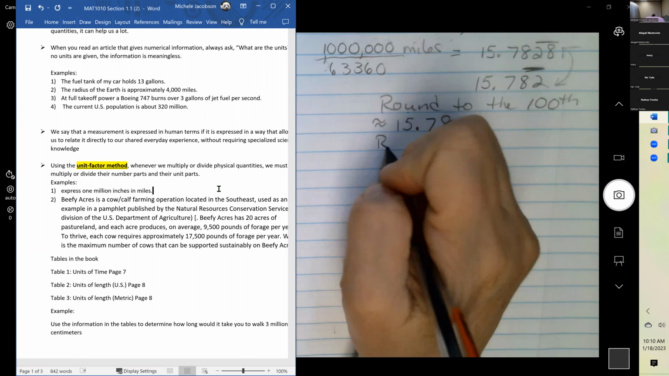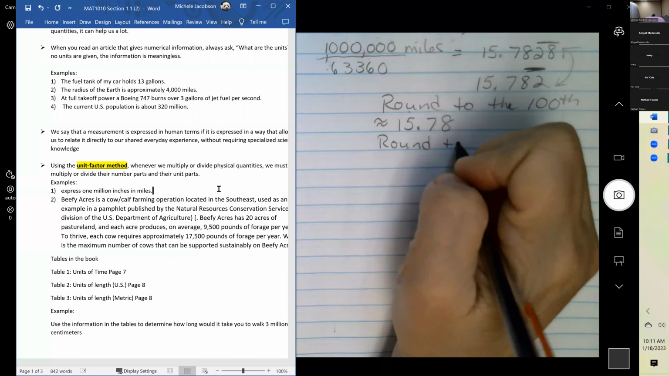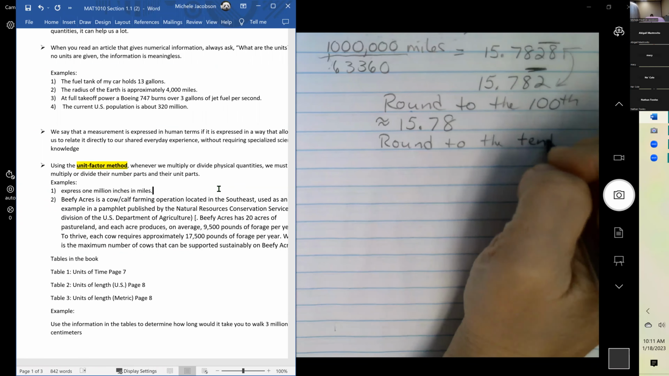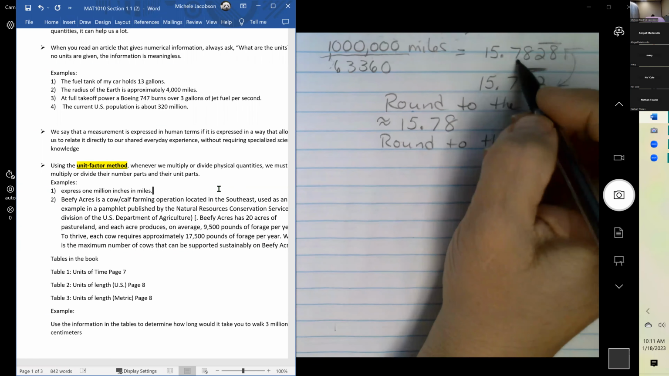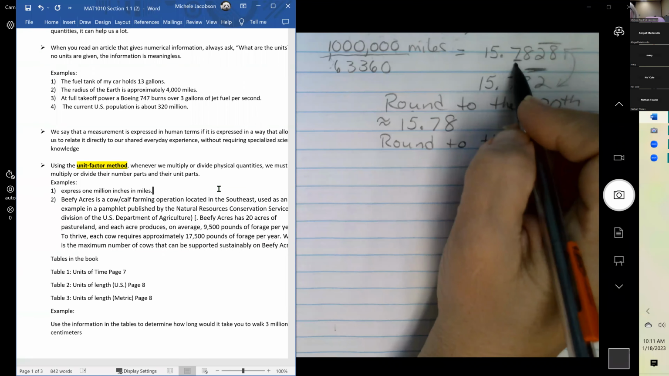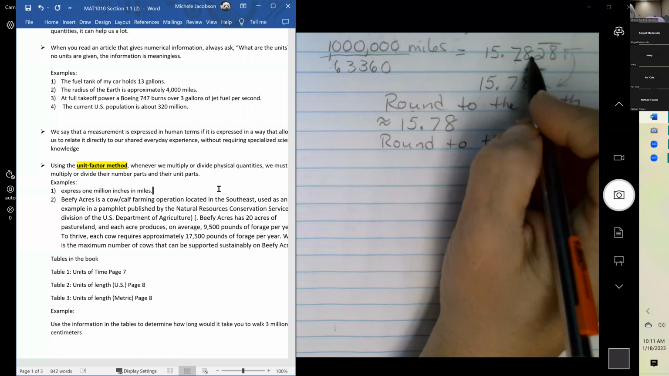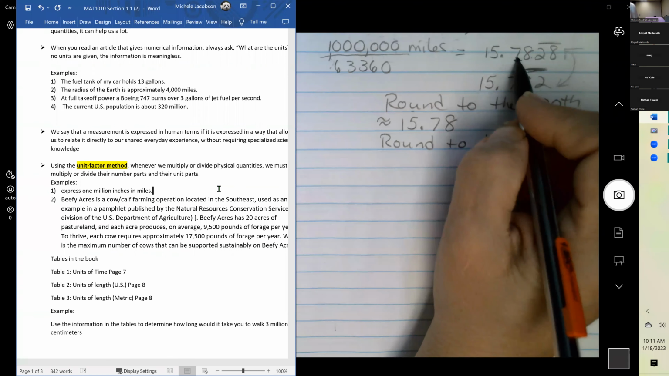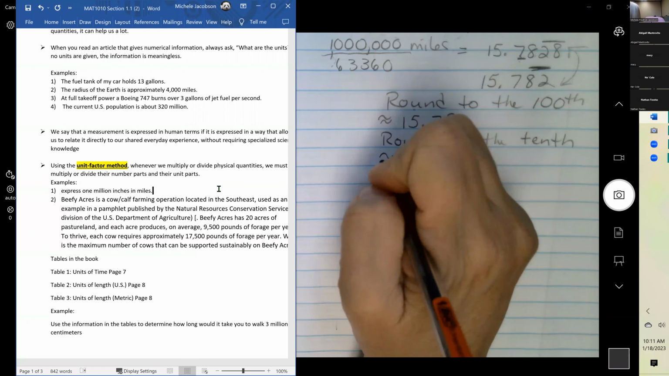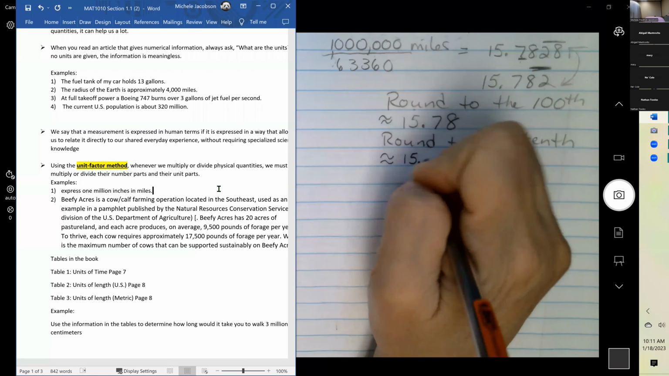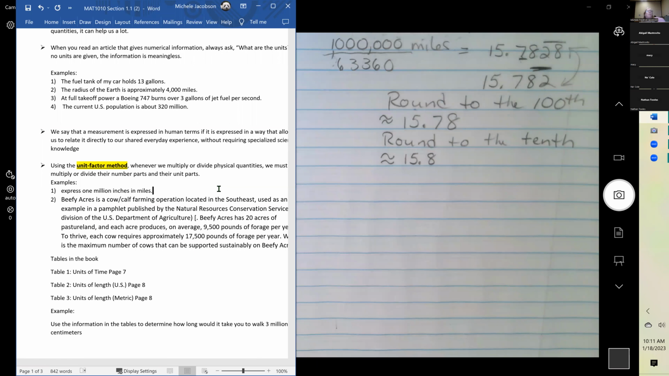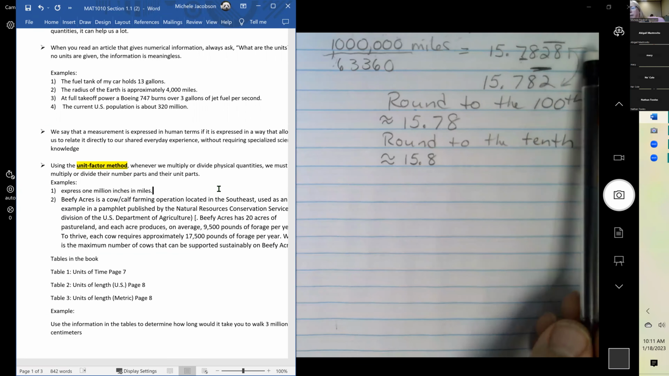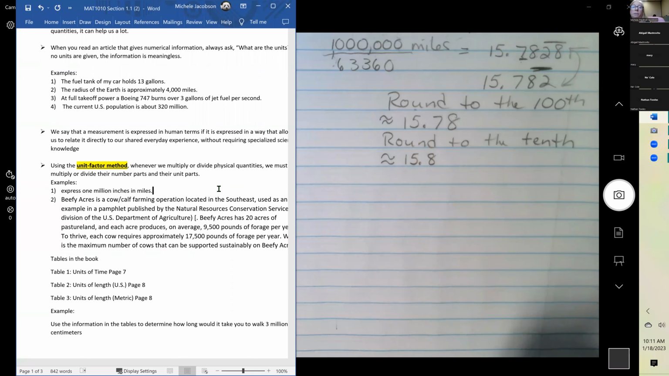If we wanted to round to the 10th, that would be this one. So the 8 is 5 or larger, it rounds the 7 up. So it would be approximately 15 point. If I don't specify where to round it, give the exact value and then you can estimate. It's up to you. So if I don't state, then it would be up to you.